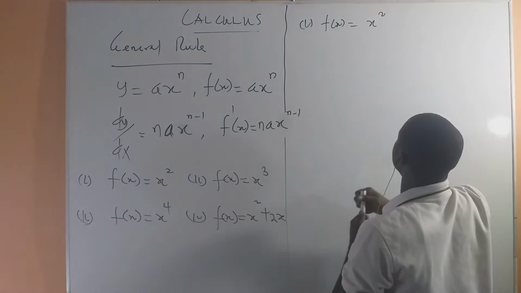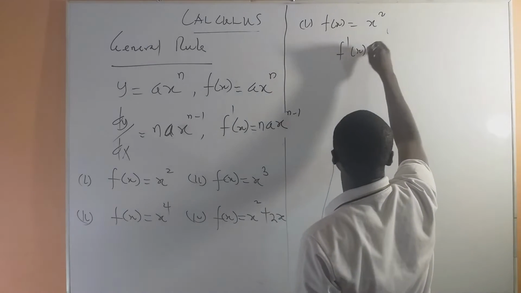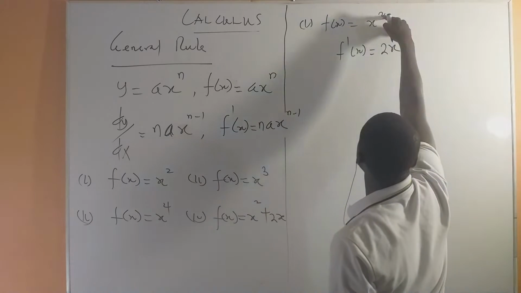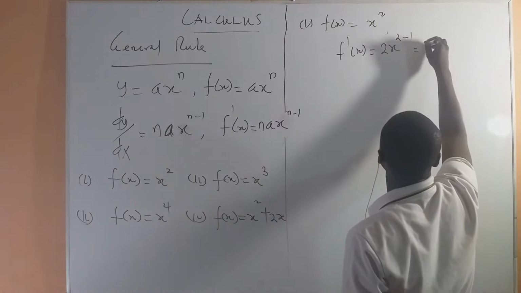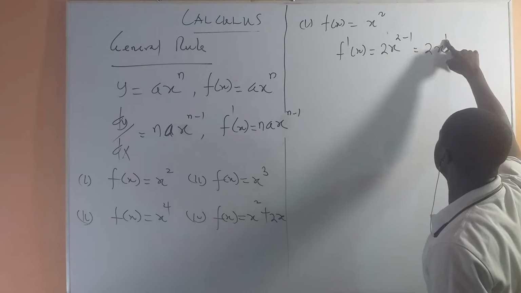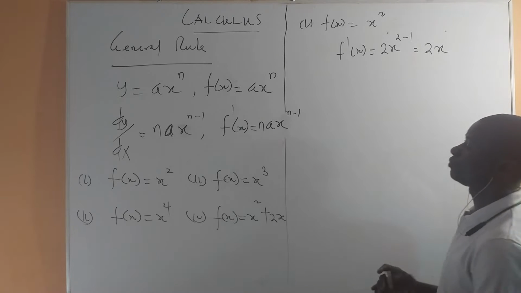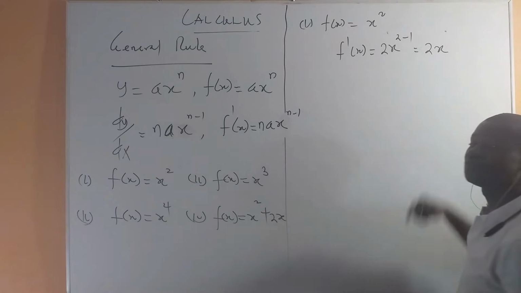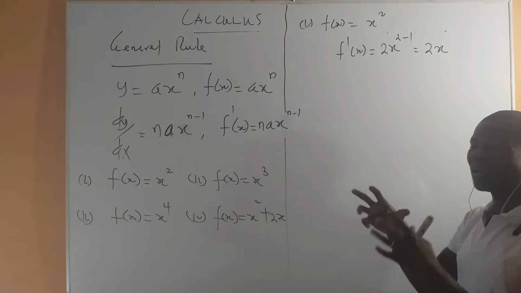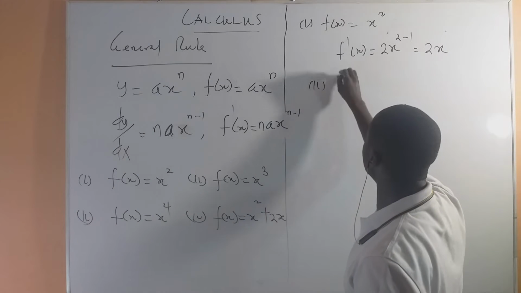So 2 times 1 will give us 2, so f prime of x, as we are differentiating, 2 times 1 will give us 2, then we have our x here, then we subtract 1 from the exponent, and this should be 2x, 2 minus 1 is 1, and x raised to the power 1 is the same as x, so we have 2x. If you remember, when we differentiated from the first principle, f of x equals x squared, we have 2x. And so every time you can use the general rule to find out whether what you are getting is correct or not. So let's look at the second one.